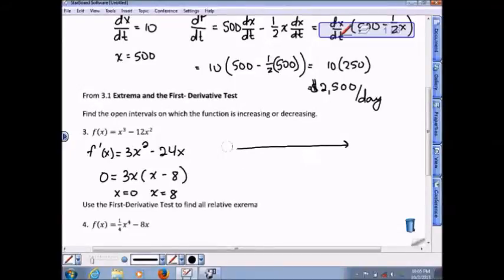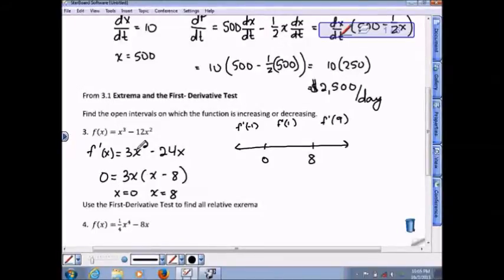Okay, now on a number line we test values in each interval broken up by the critical values. We place the critical values on the number line and test points within each interval in the first derivative to see if it yields positive or negative values. So we could test f prime of -1, f prime of 1 in this interval right here, and f prime of 9. It doesn't matter the actual value that it yields, just whether it's positive or negative.